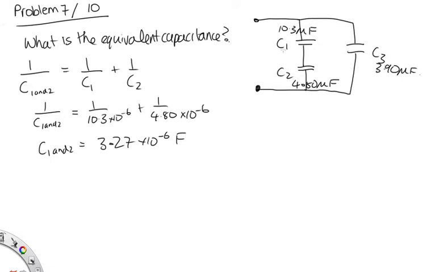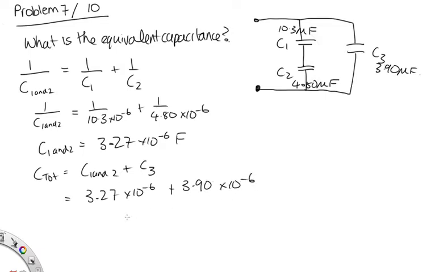Okay, so now C1,2 is in parallel with C3. So C total is equal to C1,2 plus C3. So this is equal to 3.27 times 10 to the minus 6 plus 3.90 times 10 to the minus 6. And solving this on the calculator, we end up with 7.17 times 10 to the minus 6 farads, or we could write it as 7.17 microfarads. So that's the answer to this problem.